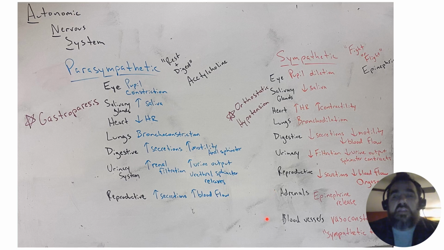Blood vessels: vasoconstriction, so sympathetic tone. Blood vessels do not have parasympathetic nerves to them. This will come back in the cardiovascular system. Only sympathetic nerves. However active the sympathetic nerves are, there will be a certain amount of vasoconstriction, or sympathetic tone, and that affects something called the total peripheral resistance, which is one of the factors, along with blood volume and cardiac output, that affect our blood pressure. So that's it. That was spoken very quickly, right?